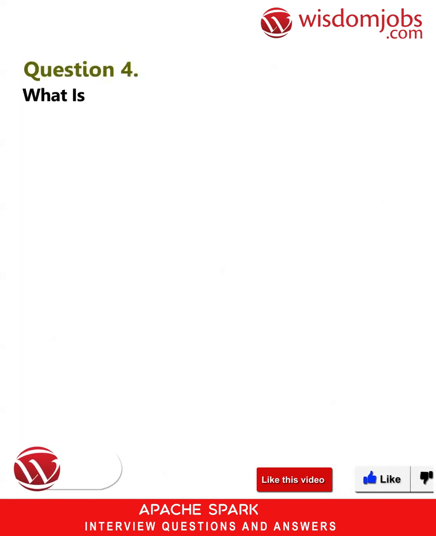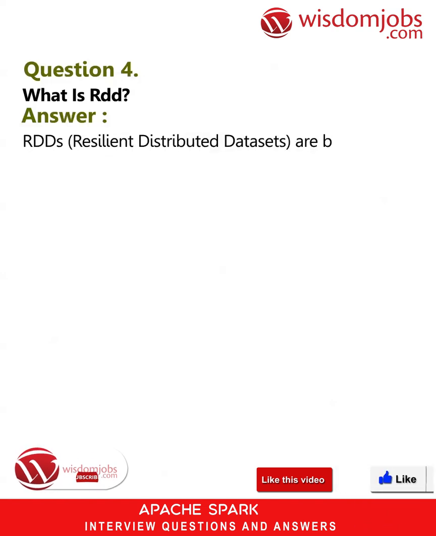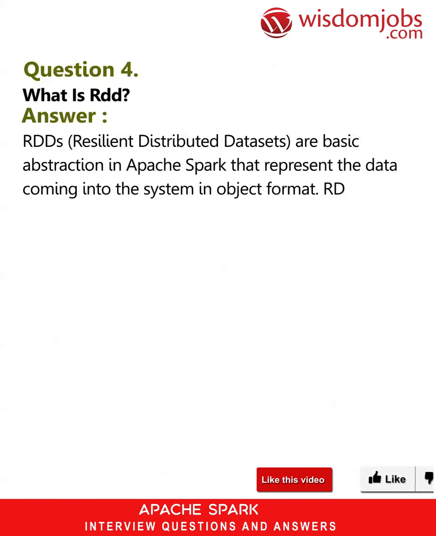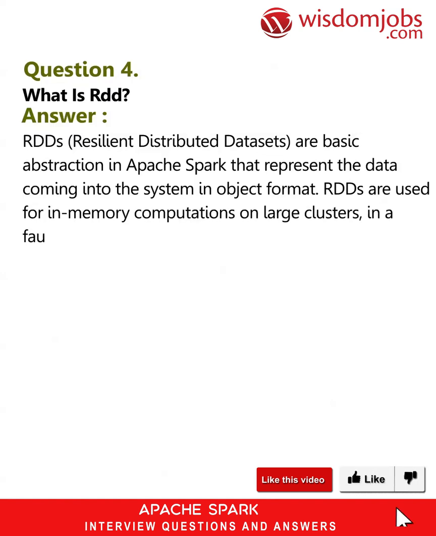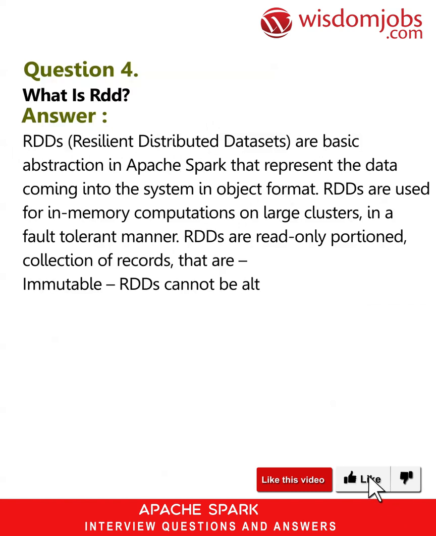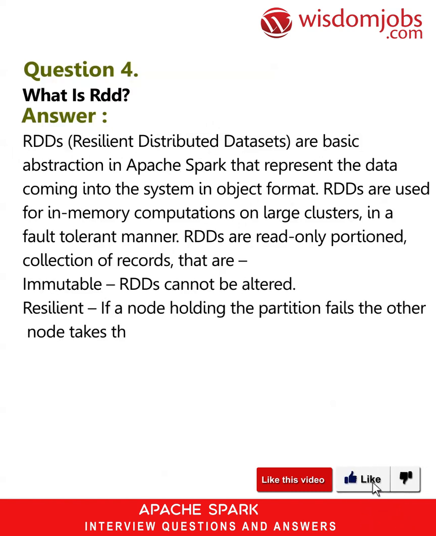Question 4. What is RDD? Answer. RDDs, resilient distributed datasets, are the basic abstraction in Apache Spark that represent the data coming into the system in object format. RDDs are used for in-memory computations on large clusters in a fault-tolerant manner. RDDs are read-only partitioned collections of records that are immutable. RDDs cannot be altered. Resilient: if a node holding the partition fails, the other node takes the data.